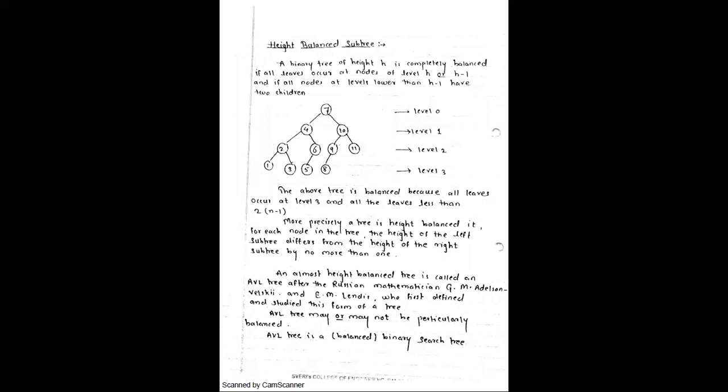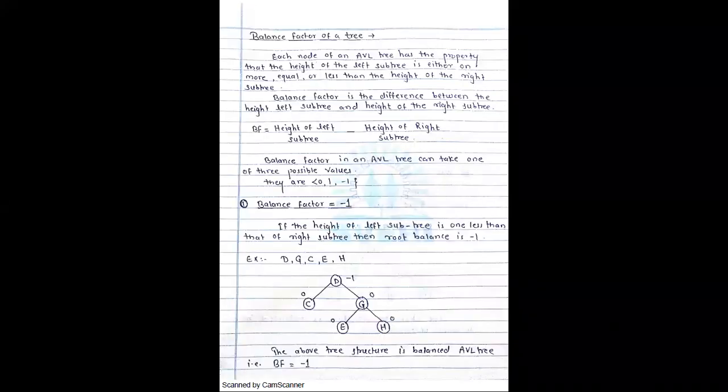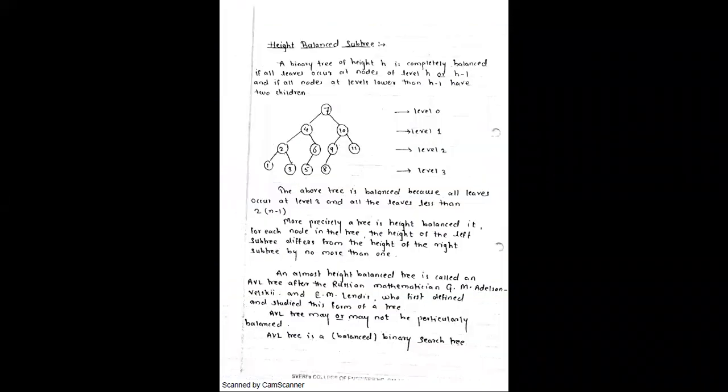Now a binary tree of height h is completely balanced if all leaves occur at level h or h-1, right? So here one tree is given, and the levels are given, and there is nothing more than that. Now we'll move to the next very important point, that is how to calculate the balance factor of the tree. Now each node of an AVL tree has, just 1 minute.